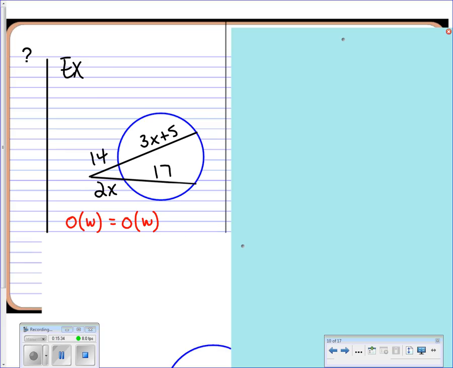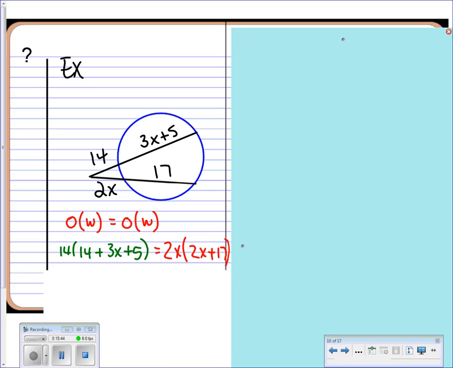The first thing I would do is write this: outside times the whole equals outside times the whole. That's a quick way of doing it. Then I would just simply take the pieces and put them in their place. The outside is 14 for one of them, and the whole is 14 plus the 3x plus 5. That's equal to the outside on the other piece times the whole thing, 2x plus 17.